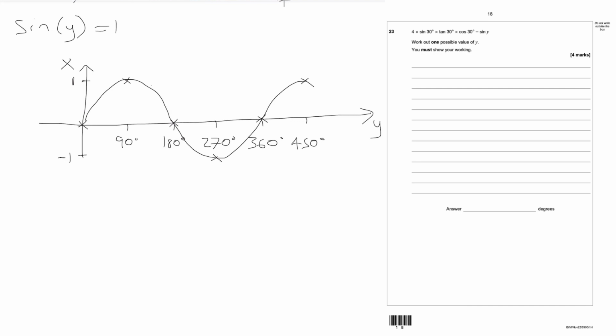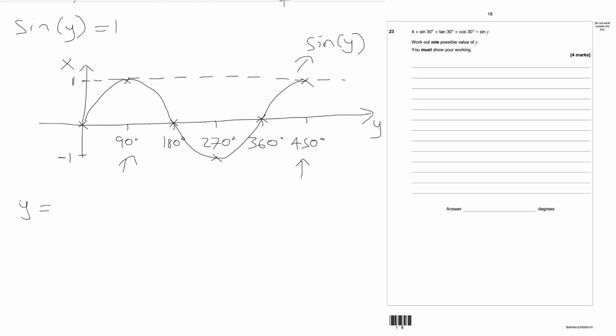Now this is saying we want to know what values of y, when applied to this graph, give us a value of 1. So this dotted line that I'm drawing, which goes across from 1, at what points does the graph of sine y touch this dotted line? Well, you can see it touches when y is 90 degrees. You can see it also touches when y is 450 degrees. So we're asked to work out one possible value of y. So you could just put 90 degrees.